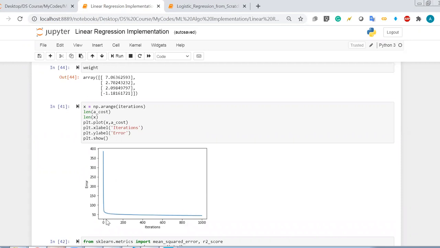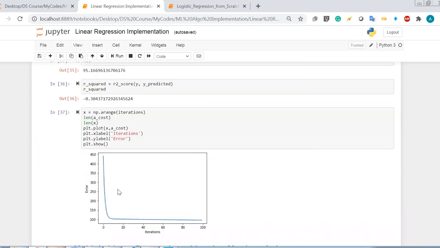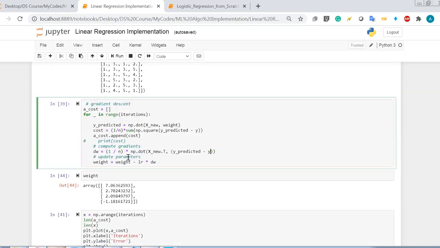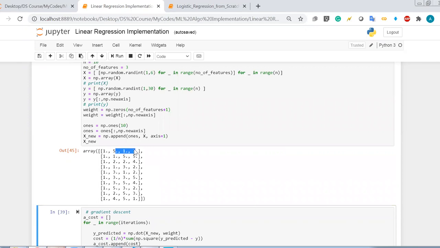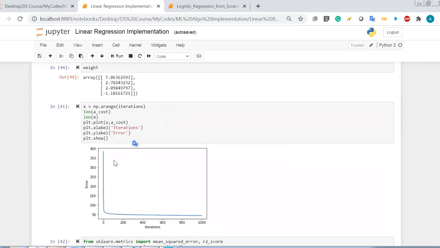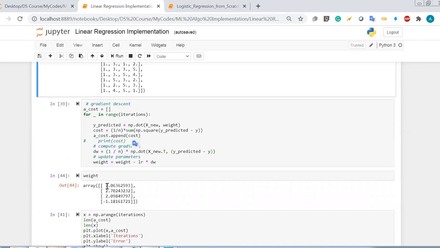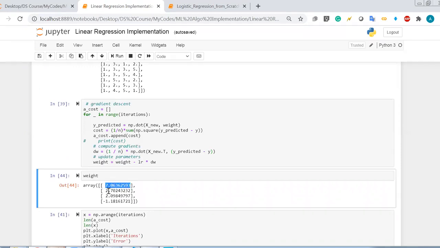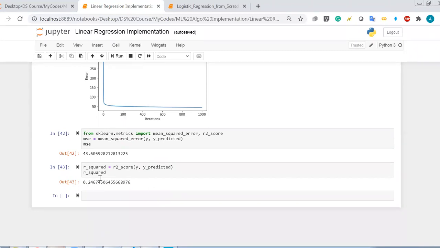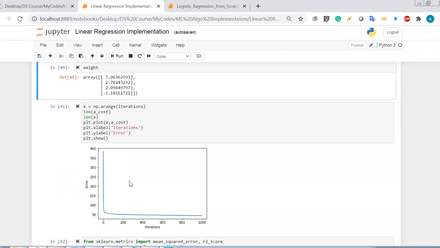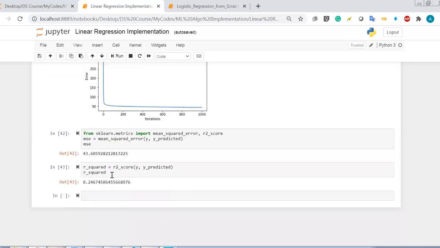So I ran this, and it converged pretty quickly. In around 20-30 iterations only it converged. If we see the dimension of weight, the number of features that I had were actually 3, but the weights that I got are 4. So the first term here will be my bias. This will be w1, this will be w2, this will be w3, and this will be my bias. All right, so we can calculate this r square and all these terms.